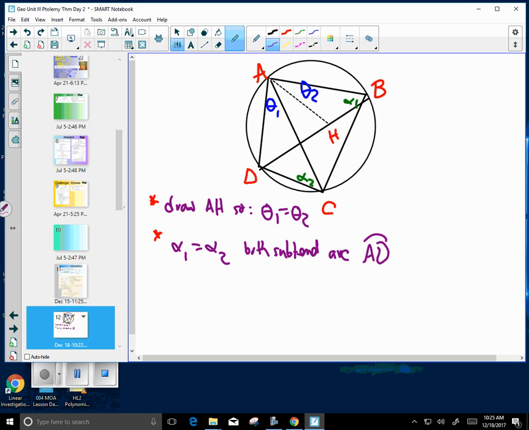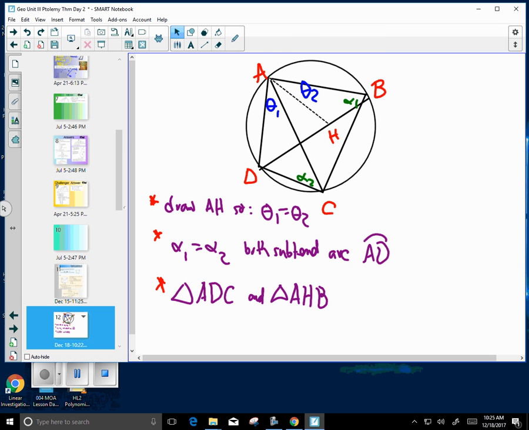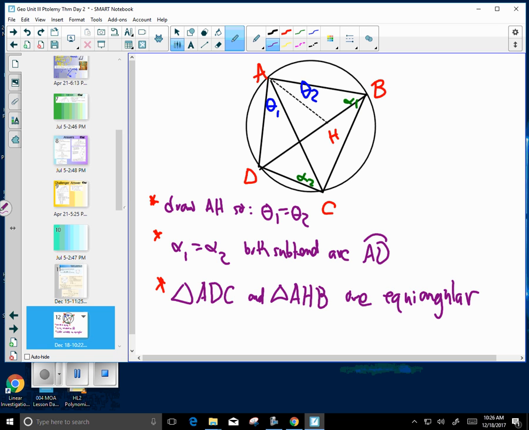What can you say then about triangle ADC and triangle, let's see, what's that going to be? AHB. What can you say about them? This is bothering me. I must fix it. Okay. They're what? Are they congruent? They are equiangular, or you can say similar.